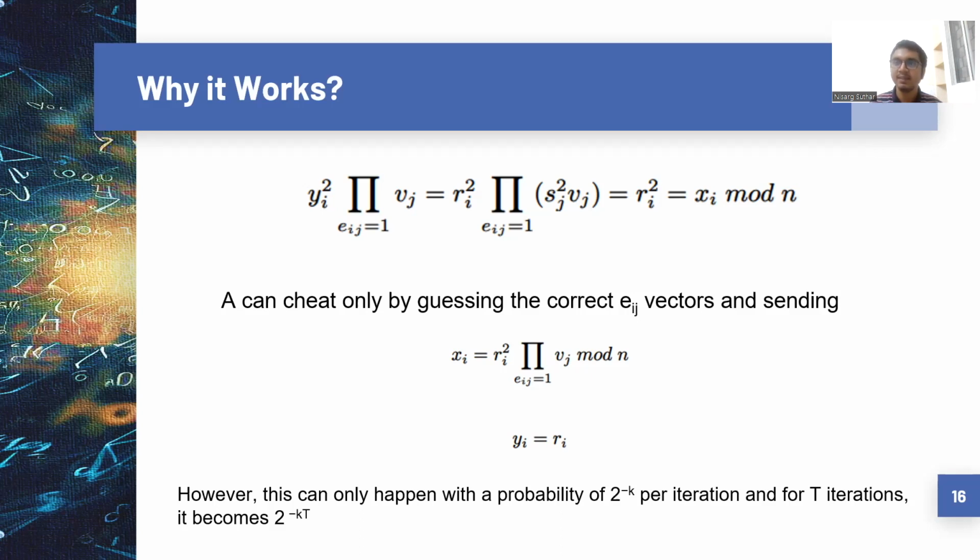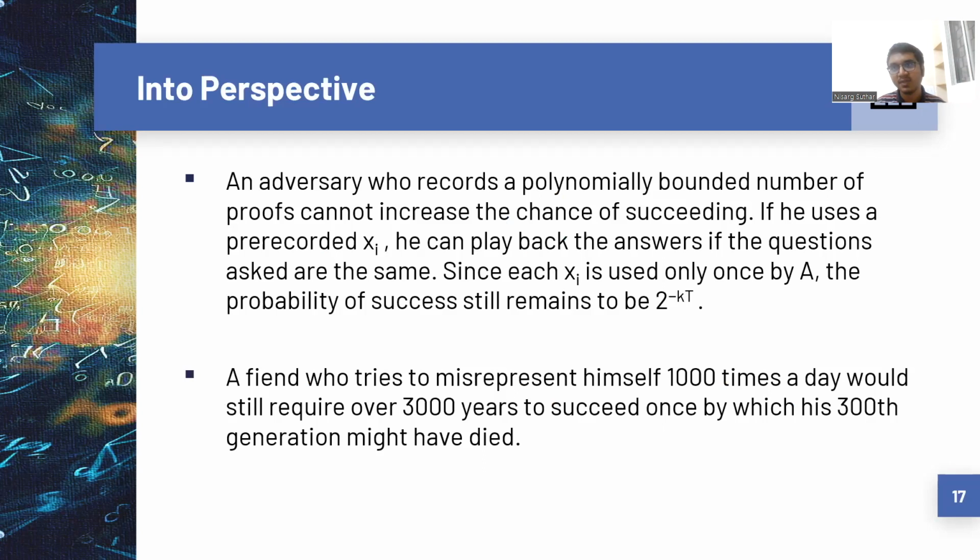Now suppose A wanted to cheat. Then A would cheat by guessing the vector ej that B sent to it. In guessing this vector, which is a vector of length k, there are 2 raised to k possibilities. So the probability that the guessed vector is the actual vector is 1 upon 2^k. And if we repeat this for t iterations, then the probability goes down as 2 raised to minus kt. To put this into perspective, if an adversary tries to guess it, he won't be able to, because even for small values of k and t like 5 and 5, the probability goes down as 1 upon 2 raised to 25, which is very, very small.